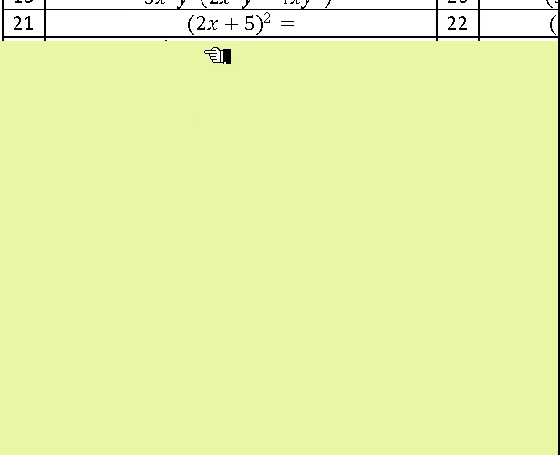In number 21, we have (2x + 5) squared. So we have to realize that that means 2x + 5 times itself. So write it out. And we see that we're going to do a FOIL multiplication. So first multiply 2x times 2x, and we have 4x squared.